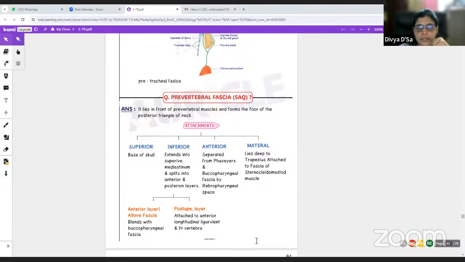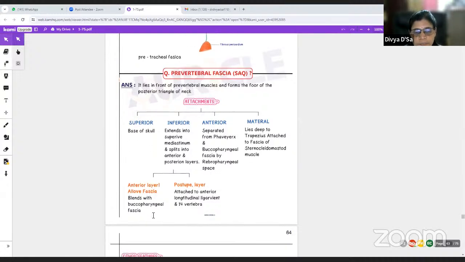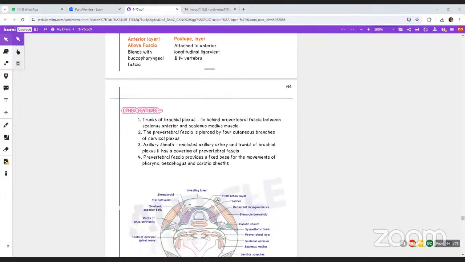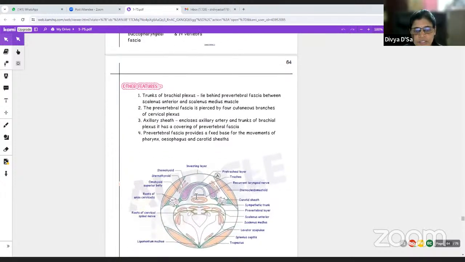Inferiorly, when we see the posterior layer, it blends with the buccopharyngeal fascia, whereas the posterior superior layer is attached to the anterior longitudinal ligament. So the other features, what we see, this is the fascia. This is how you can see the investing layer all around here. Here we have the pretracheal fascia, and this is the prevertebral fascia.